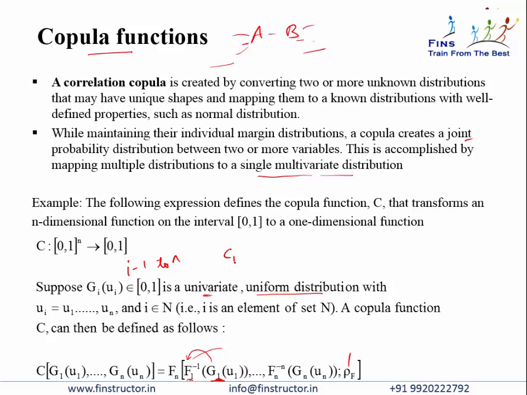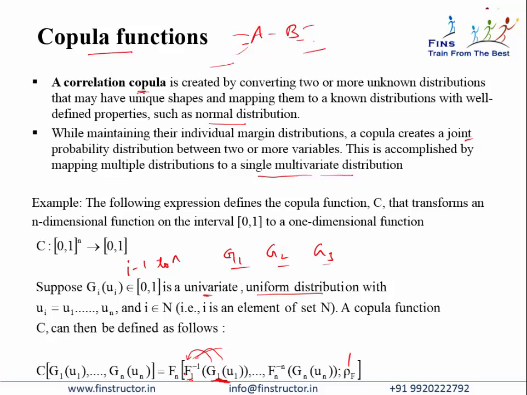So G1, let's say, is our first variable, G2 is the distribution of the second variable, G3 is the distribution of the third variable, so on and so forth. The copula function creates the joint probability distribution of these individual distributions, these individual uniform distributions. How do we do it? How do we create that copula? First, the individual distributions are mapped to a normal distribution or a known distribution with well-defined properties. For example, here we are taking a normal distribution.